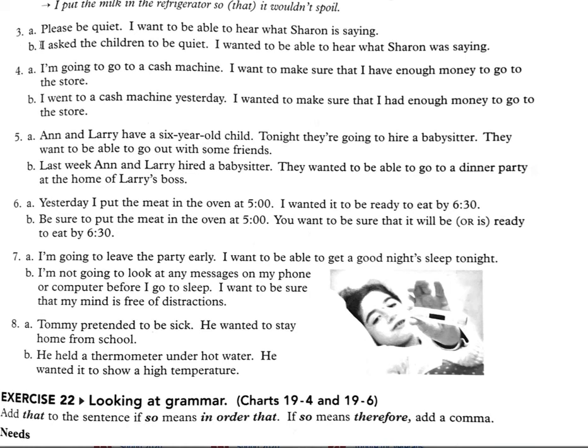Letter B. I asked the children to be quiet. I wanted to be able to hear what Sharon was saying. So you say, I asked the children to be quiet so that I could hear what Sharon was saying. Again, I asked the children to be quiet so that I could hear what Sharon was saying. We eliminate "wanted to be able to." Okay. Go ahead and do number 4, 5, 6, 7, and 8, A and B, please. I'll give you a couple of minutes.